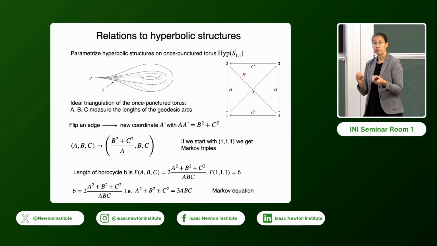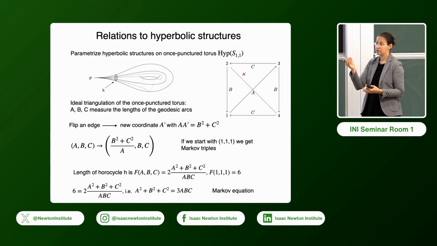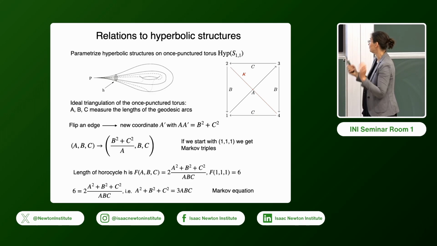So where does the Markov equation come in? In this whole picture, the coordinates depend on all the choices we made, but there's one geometric ingredient which does not depend on the coordinates, which is the length of the horocycle. We made a choice of the horocycle, and this has a length in the hyperbolic metric, and no matter how I change my triangulation, this length doesn't change. But I can express this length of the horocycle in terms of my parameters, and it's expressed by this function f of A, B, C, which is 2 times (a squared plus b squared plus c squared) over ABC.